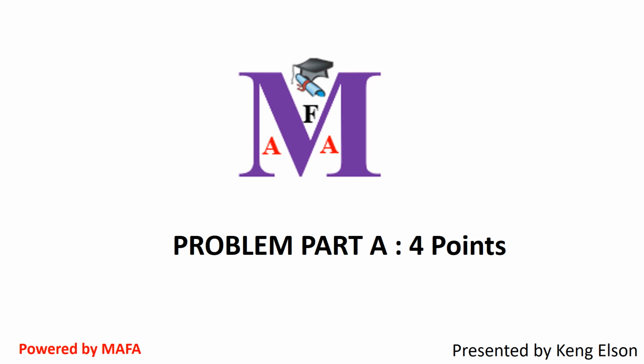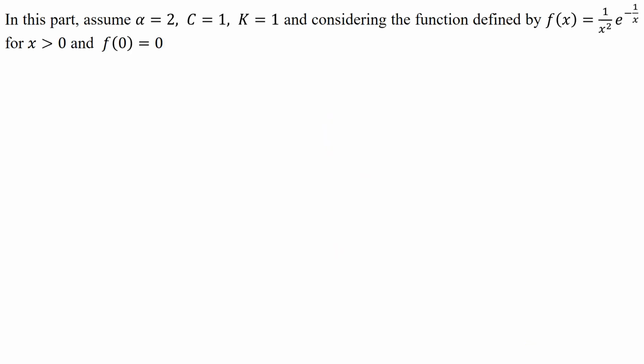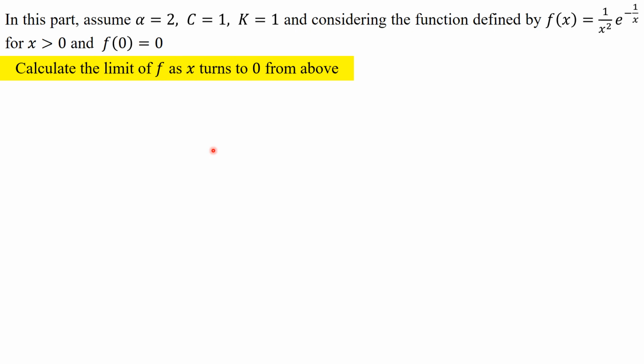Alright, so we are going to begin with problem part A, which was allocated 4 points. It reads: in this part, assume alpha to be 2, c to be 1, and k to be equal to 1, and consider the function defined by f of x equal to 1 over x squared e raised to the power negative 1 over x, for x greater than 0, and f of 0 equal to 0. Calculate the limit as x tends to 0 from above of my function f.